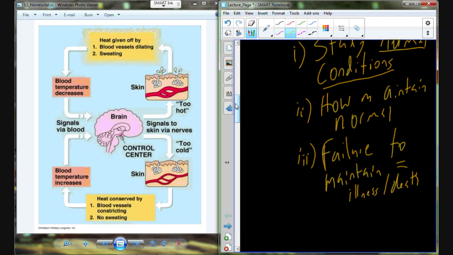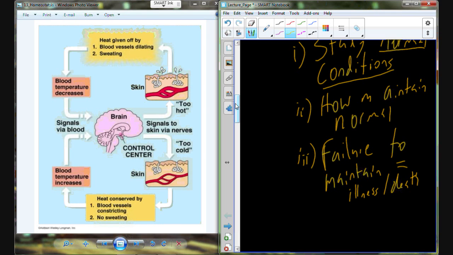If it's too hot, then we're going to send signals from the brain through nerves to the skin. And we may say, hey, it's too hot. Let's begin to cool ourselves down. So we increase the size of the vessels, the capillaries near the surface of the skin, so we can increase blood flow. So remember, blood has got the heat in it. It's now increasing temperature out here on the surface of the skin or near the surface of the skin. We're also going to begin to see some of the water content of the blood pulled out into sweat glands. Sweat's going to begin to be produced on the surface of the skin.